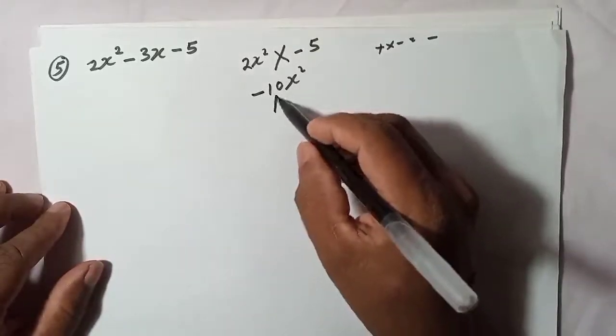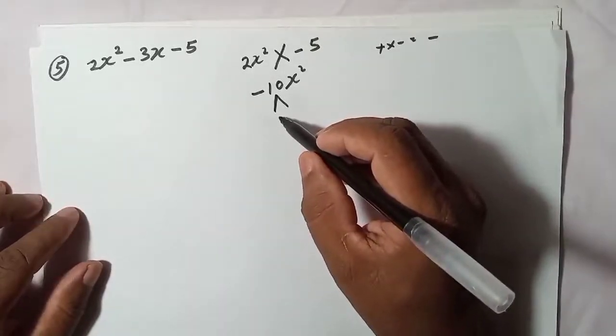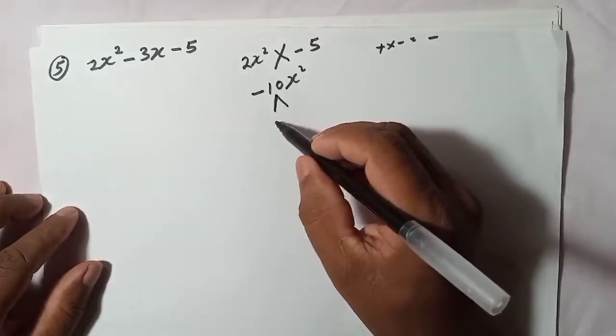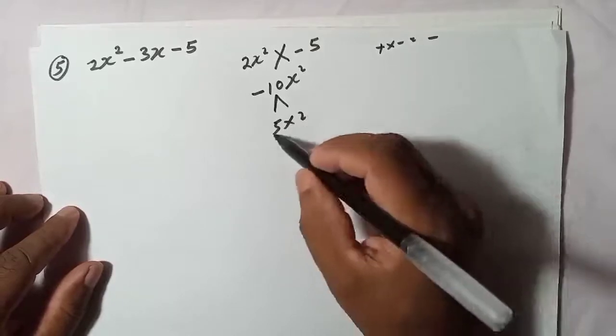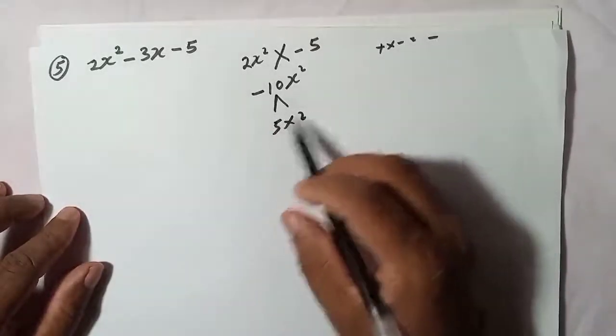Then what should we do? Now we have to think how we can get minus 10, right? We can think, 10 we can get from 10 into 1 and 5 into 2. So here will be 5 into 2. 5 into 2, 10, you can get this. 5 minus 2, 3. You can get this. So these are the numbers.